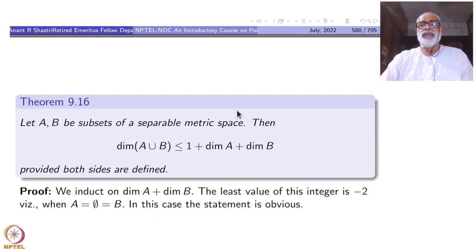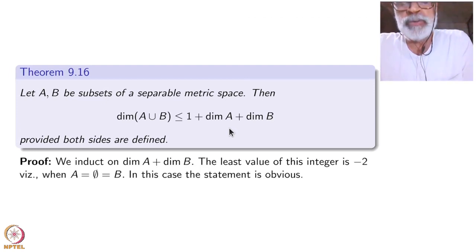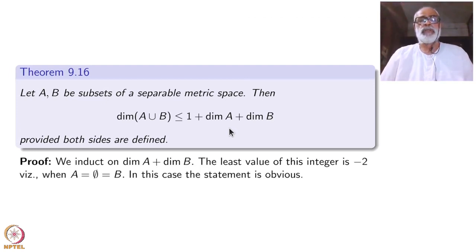Now, we have a beautiful theorem here, not very beautiful, because you may expect that dimension of the union is equal to dimension of A plus dimension of B. However, such sweeping things won't work. So slight modification is necessary. Yet it is quite beautiful. That is what I want to say.